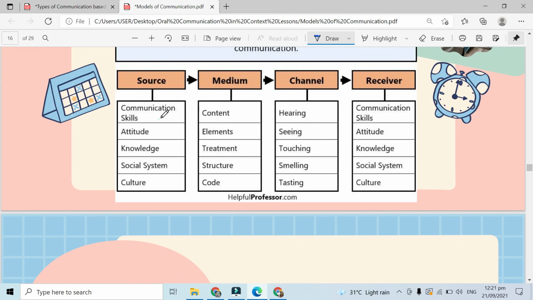So, under source, we have communication skills. Say, for example, the person has a regional accent. The message: the contents, the elements, the treatment and structure, and even the code used by the source. The channel: is it hearing, listening, or seeing, like a journal or poster? And of course, the same for the receiver: communication attitude, knowledge, social system, and culture. So, for example, this source, the speaker, has a regional accent. Of course, if the receiver is not familiar with that regional accent, there might be a problem in how the receiver understood the speaker.